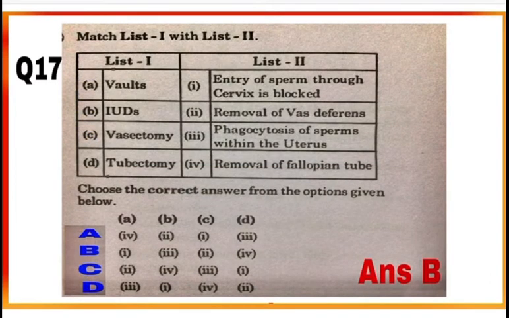Question 17. Match list 1 with list 2. Option B is correct. A. Vaults match with 1. Entry of sperm through cervix is blocked. B. IUDs match with 3. Phagocytosis of sperms within the uterus. C. Vasectomy matches with 2. Removal of vas deferens. And D. Tubectomy matches with 4. Removal of fallopian tube.